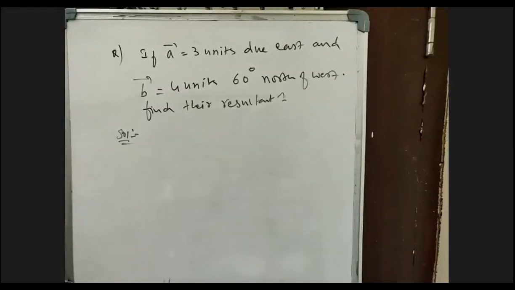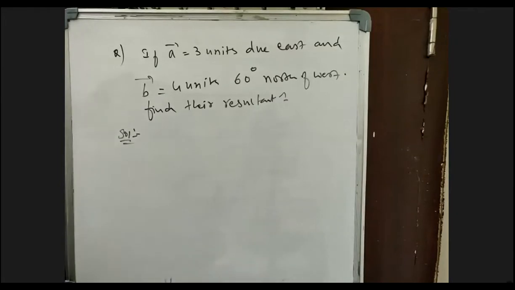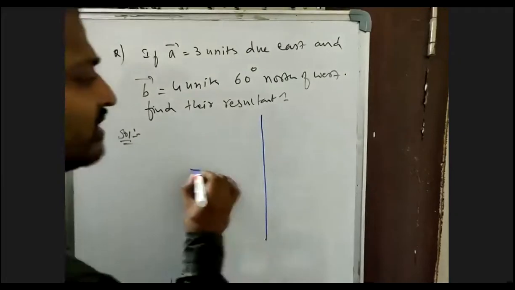Now let me see how many of you will give me the correct angle. That is very important. If you don't give me the correct angle, I'll again start the vectors from the starting. So be careful while giving me the angle. First tell me what is the angle between A bar and B bar. Draw the vectors. I told you how to draw it yesterday.